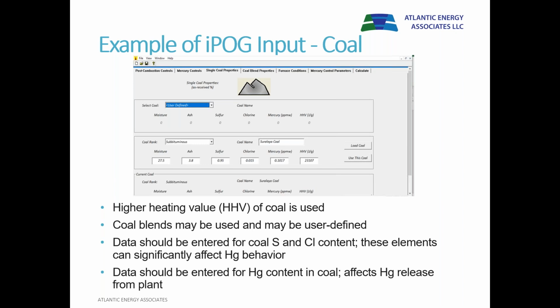iPOG uses the higher heating value of coal. It's important to point out that users should input the sulfur and chlorine content of the coal, because these two elements have a very significant effect and can affect how mercury behaves in the system. Obviously, mercury content needs to be input, because the more mercury you put in, the more potential we have to push it through the stack.